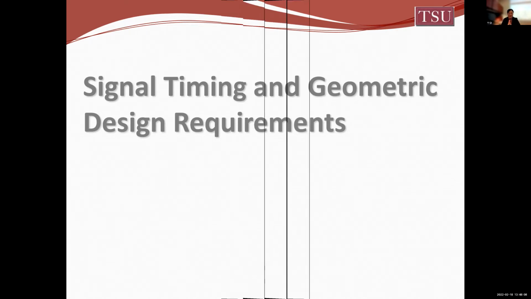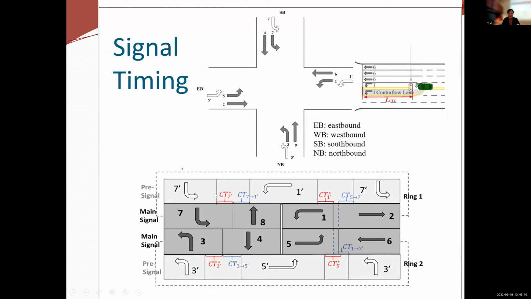First is the signal timing. Here I drew a signal timing diagram to indicate the signal timing strategy for this type of intersection. In this diagram, in the middle, the solid arrows indicate the signal phases at the main intersection. Okay, this is the main light. And then on both sides, I put some horizontal arrows. Those indicate the signal phases at the pre-signal lights.